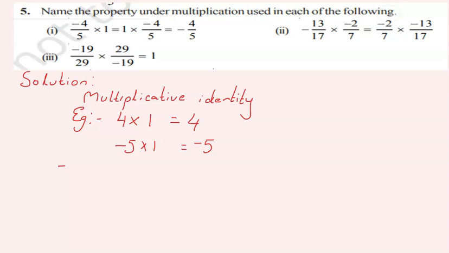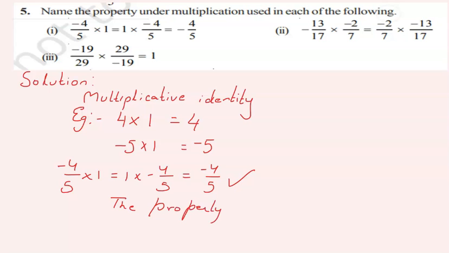So it is minus 4 by 5 into 1 is equal to 1 into minus 4 by 5, and we are getting back the same minus 4 by 5. That is, again the value is unchanged. So we are using the property multiplicative identity. We can write it is the property of existence of multiplicative identity.